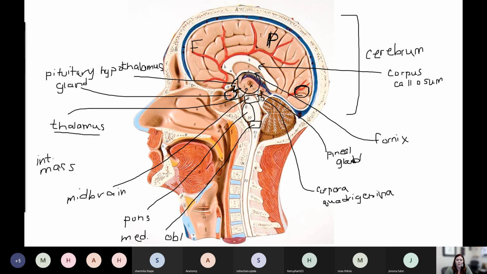Let's briefly go back to one of the structures we had already labeled. So this whole structure here, remember that this whole thing, the brown thing here, this is the cerebellum. And inside the cerebellum, you can see that white matter. Remember that the white matter was called the Arbor Vitae, the tree of life.